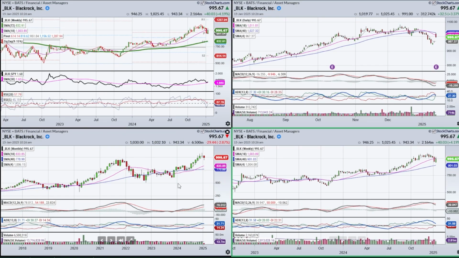So I think we just have to be a little bit patient in this. That might buy us a little bit of time and let this pull back closer to the 18-month line.